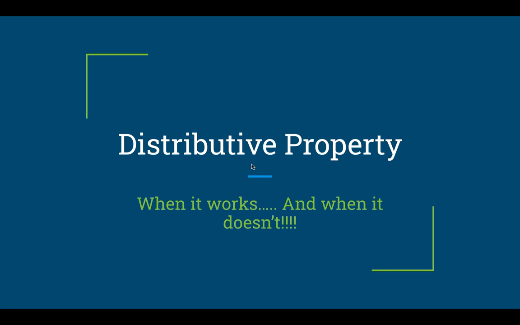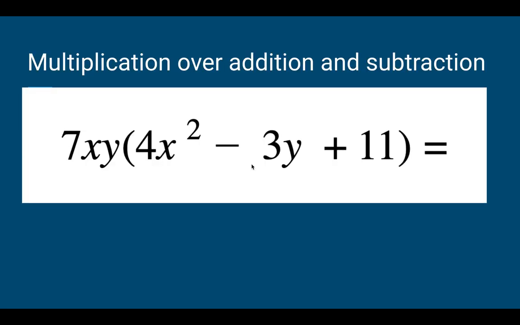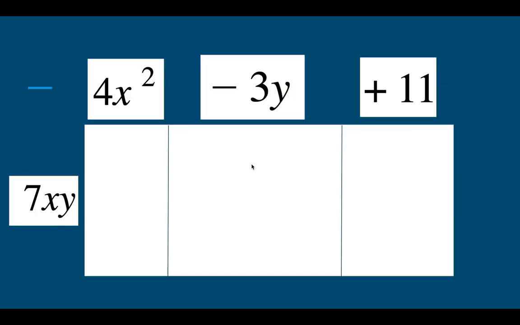The distributive property, when it works and when it doesn't. So we're all familiar with this case, even if this example is a little bit over the top. What's happening here is we've been told to multiply that number into each of the separate terms, so basically multiplying it in once, either side of each addition or subtraction.